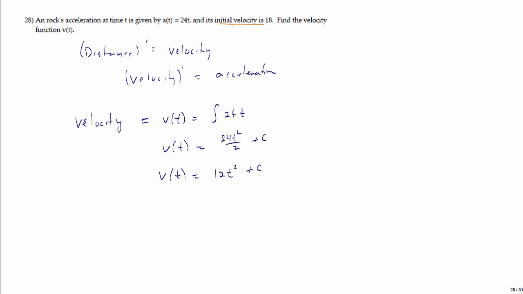We are told that the initial velocity is 18. So that means at time 0, so when t is equal to 0, my velocity is equal to 18. So 18 is going to be equal to 12 times 0 squared plus c, so that means c is equal to 18. Now I have my velocity function is 12t squared plus 18.